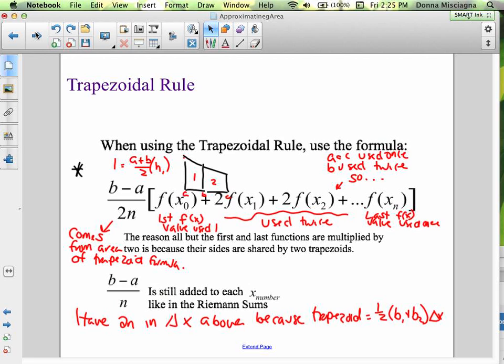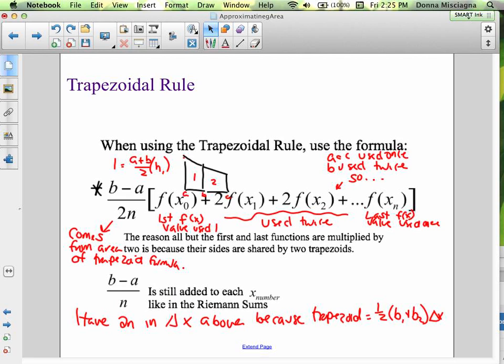The trapezoidal rule uses the following formula. Here's the formula, and the asterisk is going to go next to it. We do take the change in x like before, but since we're averaging the right and left-hand values, we're taking the change in x divided by 2, or b minus a divided by 2n.